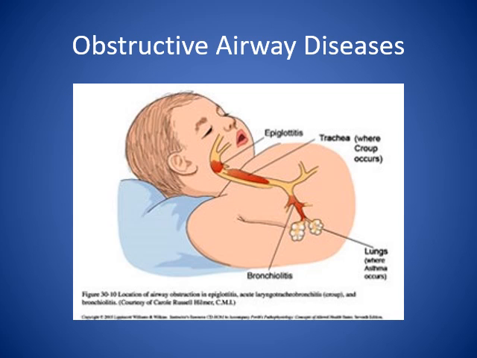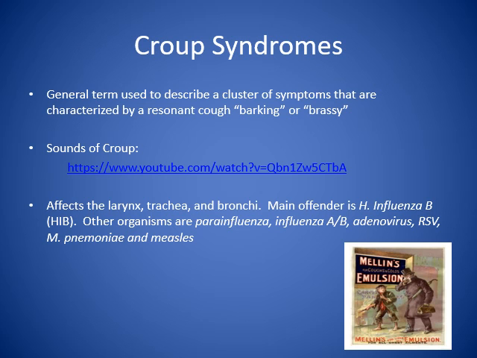So we're going to move on to obstructive airway diseases here. We're moving lower into the respiratory system now. So, croup. You listened to a couple of sounds of it before. It's a general term used to describe a cluster of symptoms. It's kind of like an umbrella term, characterized by a barking or brassy cough. Sometimes it can lead to bronchospasms. Here's another video of the sounds of croup right here. It's hyperlinked. Take a second, watch this, and then come back.